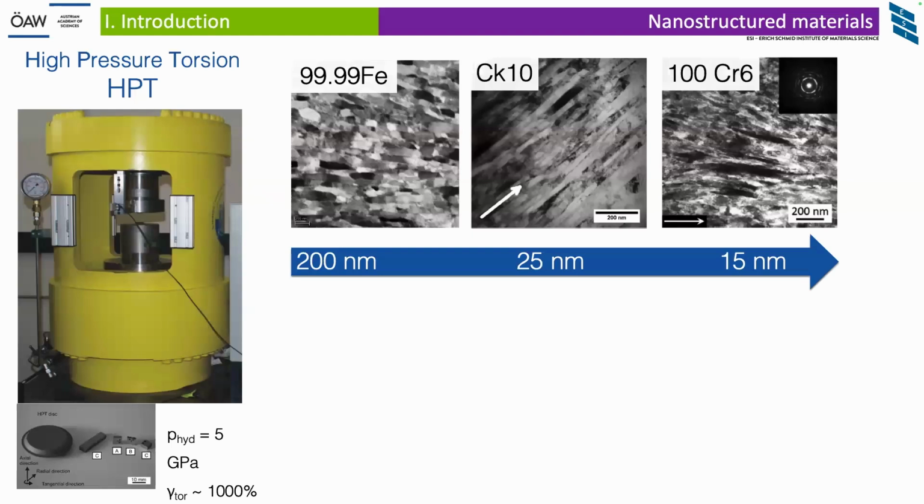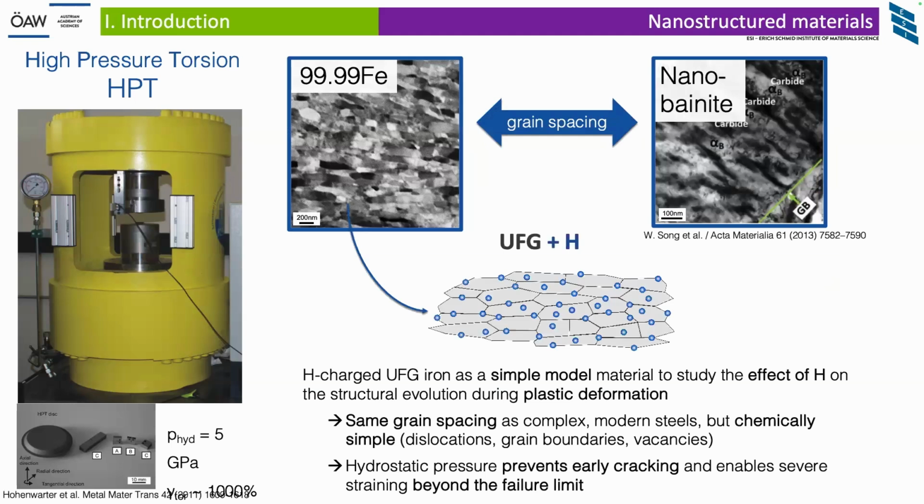We simply place a cylindrical shaped sample between two anvils, a lower and a higher one, and under hydrostatic pressure, we transfer enormous amounts of shear strain, thousands of strains, to the sample. And we usually use this technique to process ultrafine grained or even nanocrystalline materials. Today, I would like to show you a different purpose.